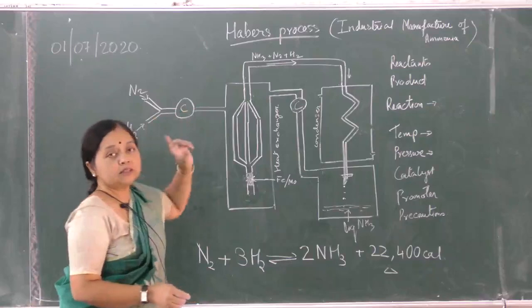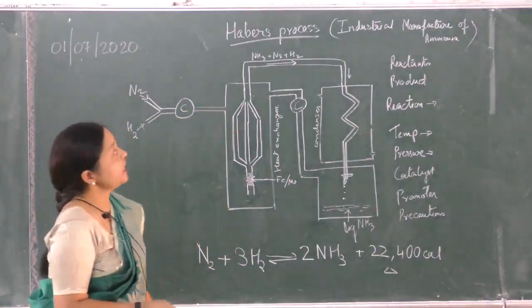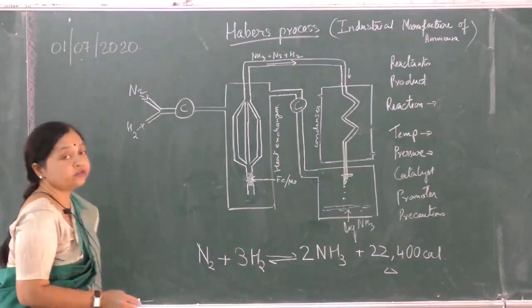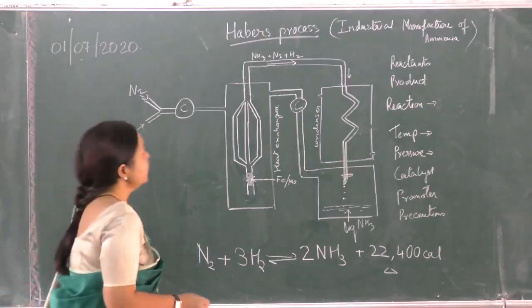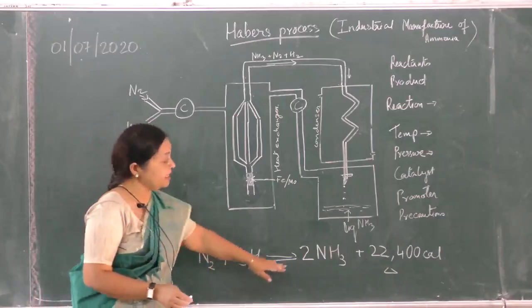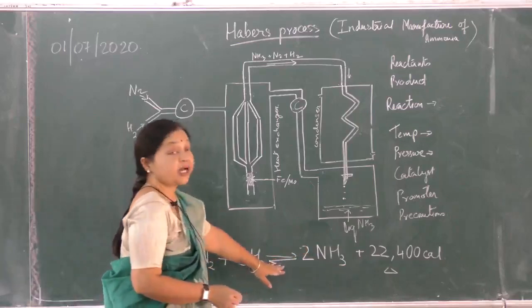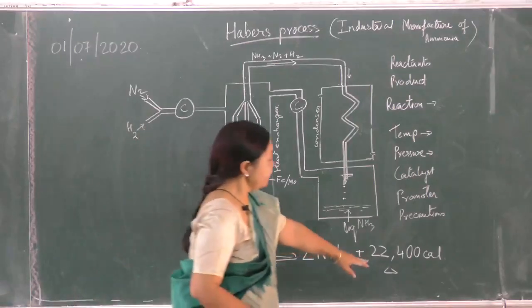Just now we did the lab method, now is the industrial manufacture of ammonia. It is called the Haber's process. Industrial manufacture of ammonia is called Haber's process. It is a synthesis reaction, that is, the elements are directly combining and forming the compound. It's a reversible reaction, as you can see, and an exothermic reaction.